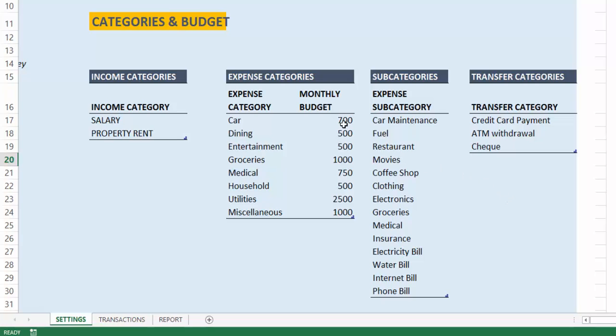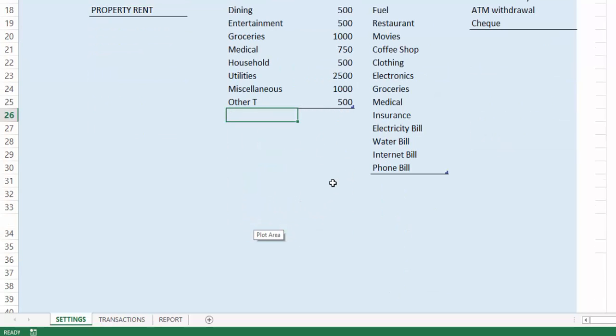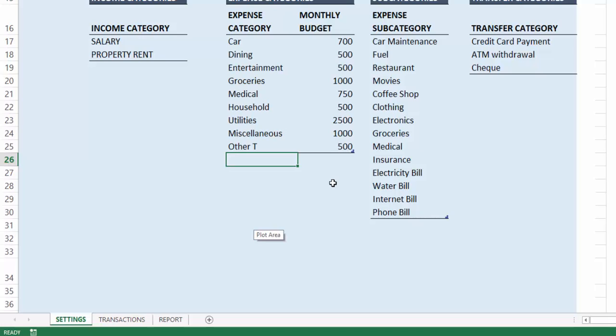So the other thing to note here is the budget. For expense categories, you can actually set budgets. In this case, I've set, for example, 700 for car, 500 for dining, and so on. And you can enter more information just by typing in here, and then you can set your budget. Very simple, and you can enter as many categories as possible. And this is an enhancement over the version 1 of the template, which had limited categorization. Now you can enter as many categories as possible.